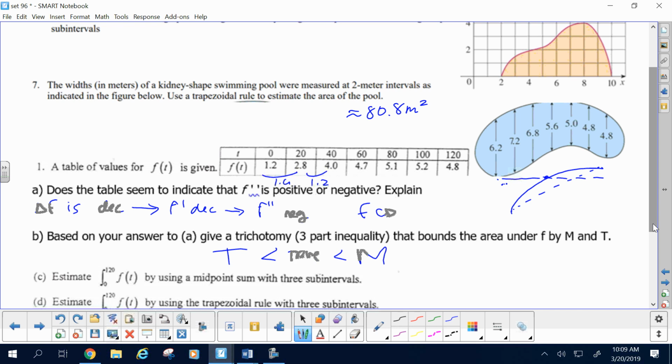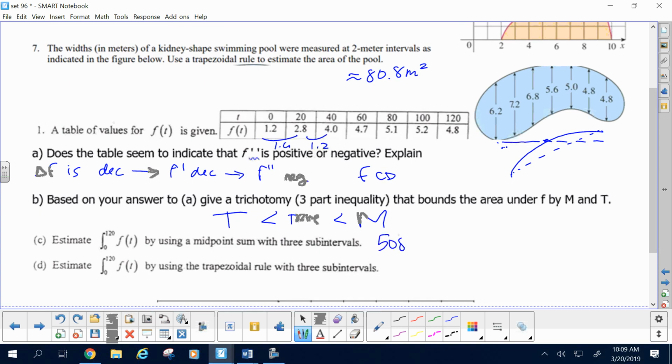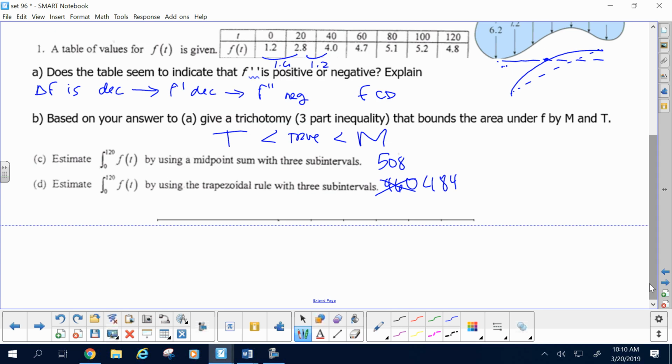All right. Part C. How are you feeling about 508? And D. What about 460? No? Not 460? Anybody? What's your answers? 34? 484? Sounds like we got a lot of agreement there. I guess I was a little tired. Okay, 484. I still think you must have some mistake somewhere. All right. Sounds like most people agree with that.